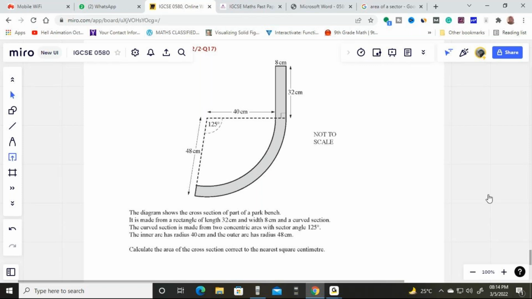Now, first of all, just tell me what exactly this concentric means. What is meant by concentric? Can anyone tell me? What is concentric?